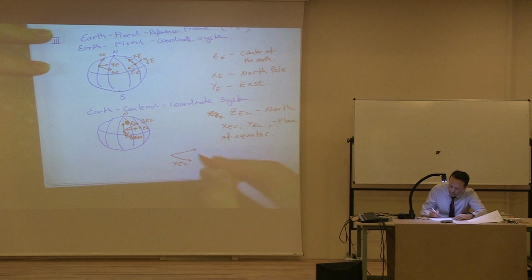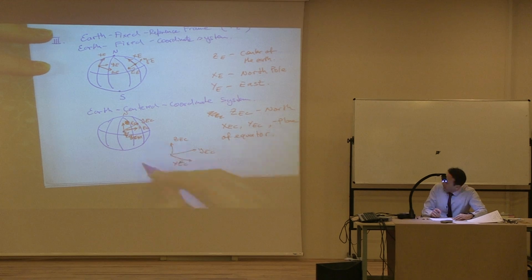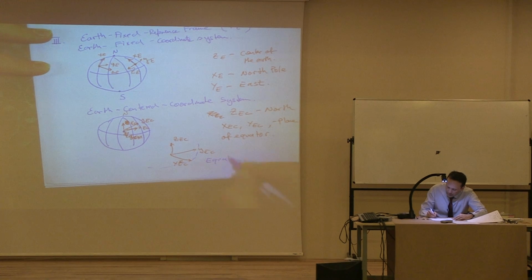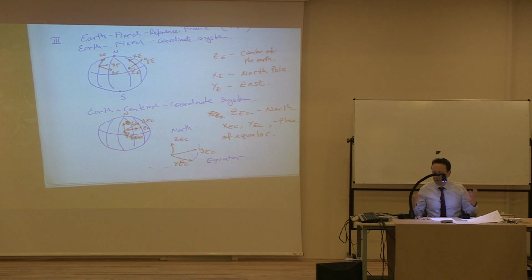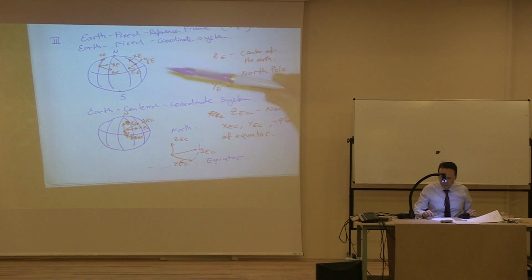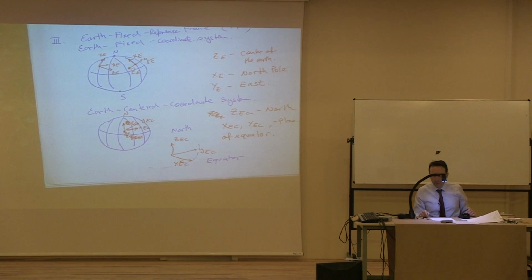XEC, YEC, and Z is pointing upwards towards the North Pole. Okay, so these are in the plane of the equator. This is the equator. And this is pointing north. So this is a typical Earth-centered coordinate system. And satellites and things like that are obviously using the Earth-centered coordinate system. But we are not going to use this at all in this class. We are really interested in the Earth-fixed coordinate system and the vehicle-carried coordinate system.